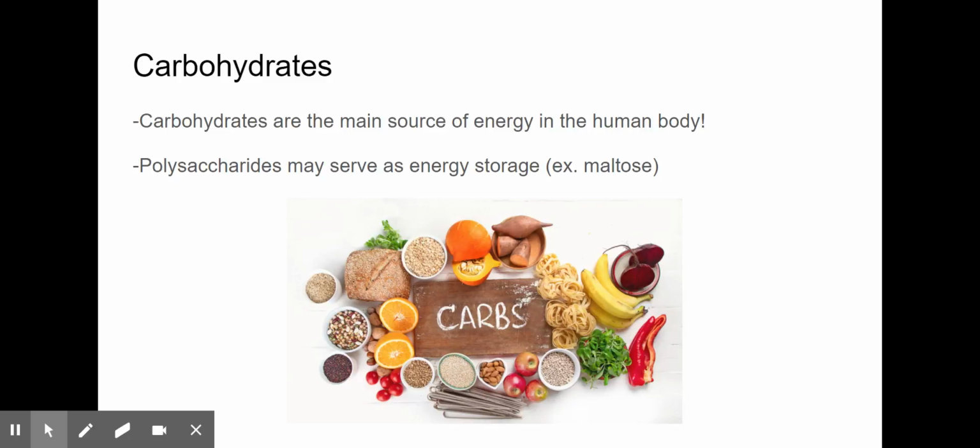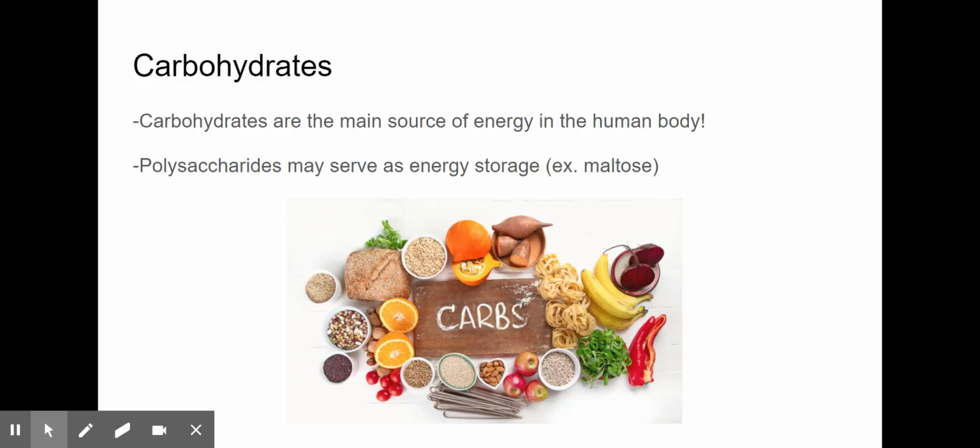I'm going to go Google fact check this right now. Yeah, 45 to 65% is what the Canada Health Guide recommends your diet is of carbs. So 45 to 65% of three main things: carbohydrates, fats, and proteins. So it's the main source of energy. You need a lot of it.